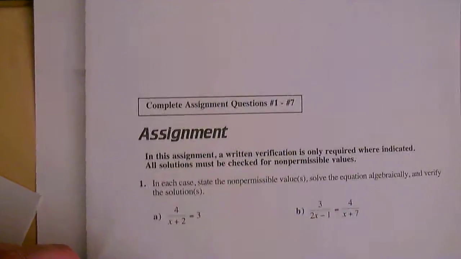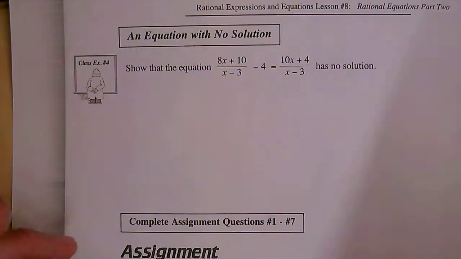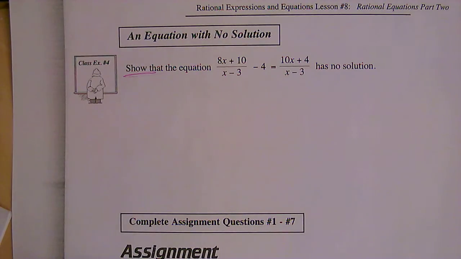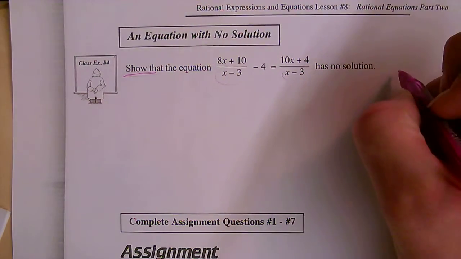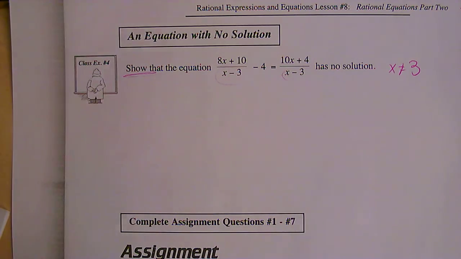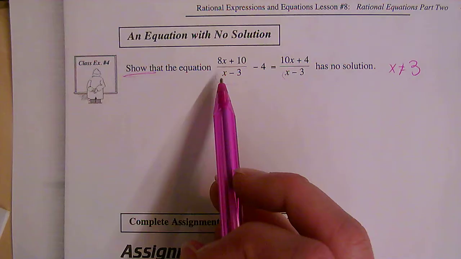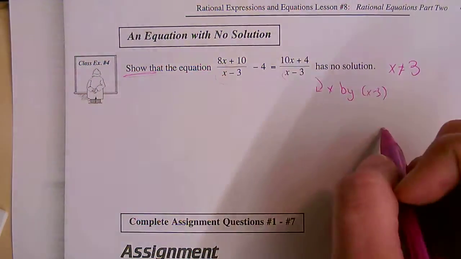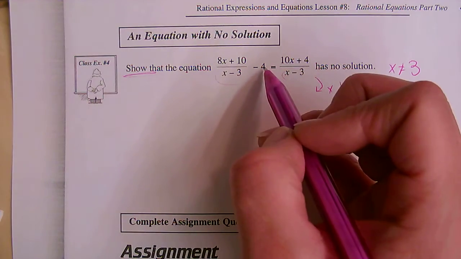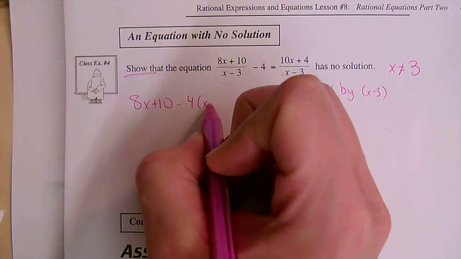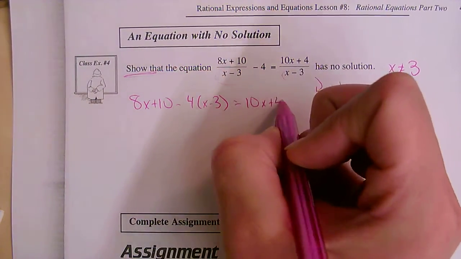One more example. So an equation with no solution. So show that the equation has no solution. Alrighty. So first off, non-permissible value, x can't equal 3. Okay, and then the next thing I would do is I would multiply through by that lowest common denominator. So I would multiply by x minus 3 to get rid of those. So it's going to get rid of those two, and it's going to put an x minus 3 on that one. So x plus 10 minus 4 times the x minus 3 is equal to 10x plus 4.